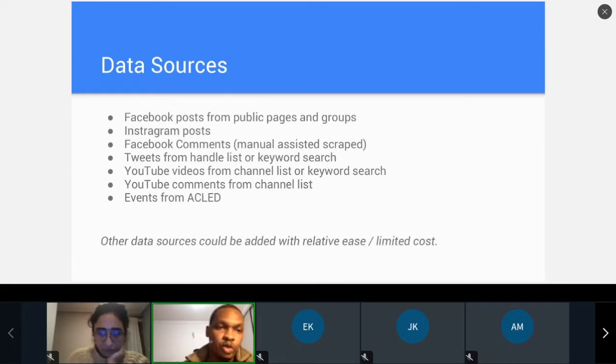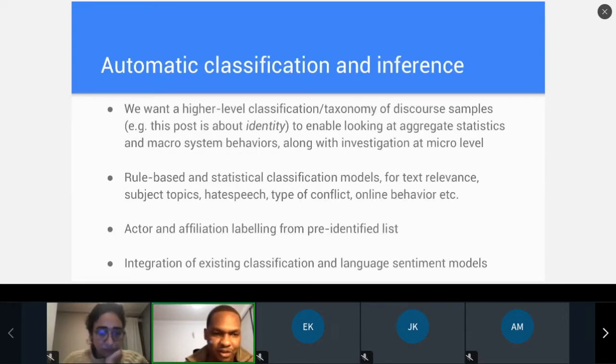Instagram posts, tweets from handles based on keyword search, or if you have a specific list of handles that you want to analyze. YouTube videos from channel lists or keyword searches that you want. And YouTube comments from the specific channel list, events from ACLED, and the list goes on depending on what you're trying to look at. But we don't access private conversations like on WhatsApp and things like that. We only look at public content.